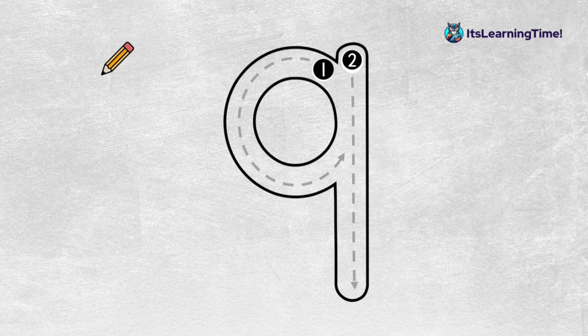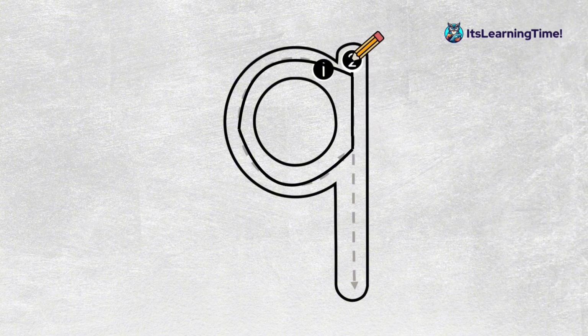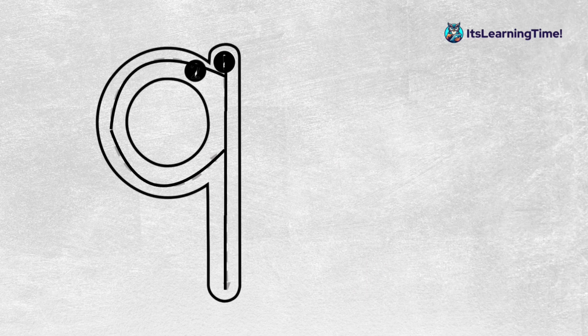Now let's practice writing the number 9. Start from a point, take it down to make a curve. Now you take it back to the top and down to make a stroke. So to write the number 9, you need a curve, take it back to the top and down to make a stroke.